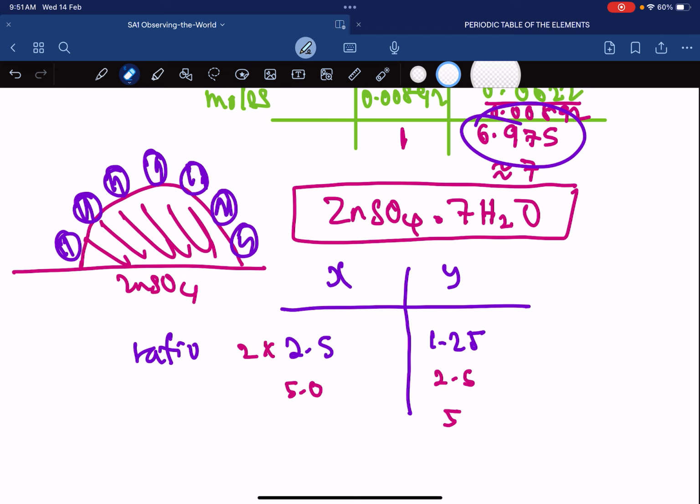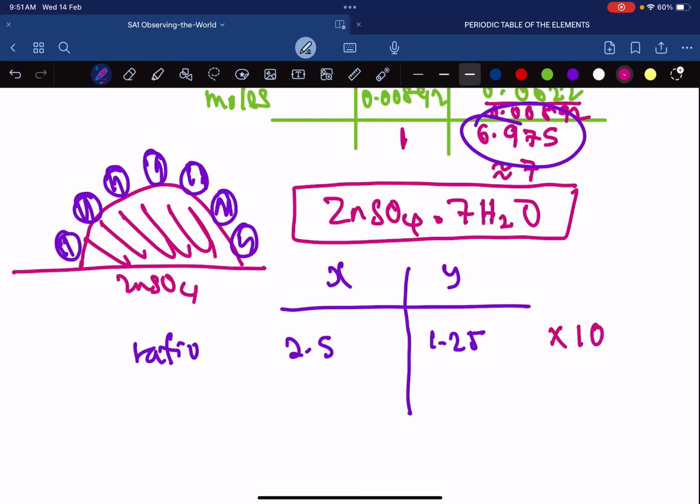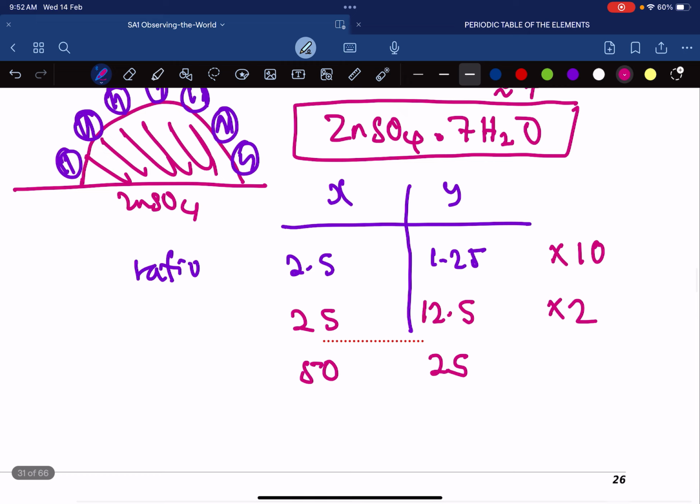Let's say you ended up getting something like this. Oh boy, now you got 2.5 and 1.25. How are we going to do this? So I am going to multiply this with 10. I'll get 25 here, and I'll get 12.5, still cannot, right? I'm going to multiply with 2, and I'm going to get 50 and 25.